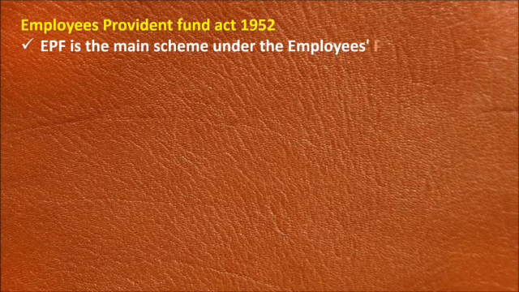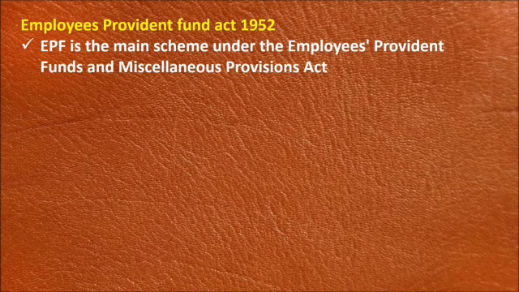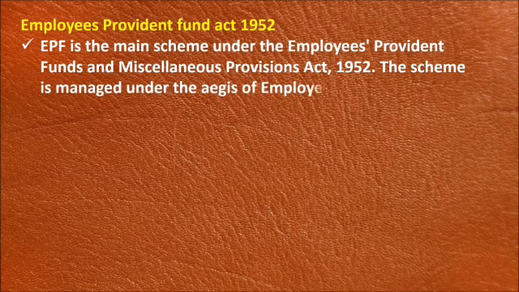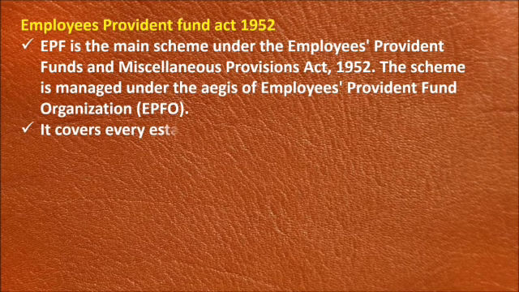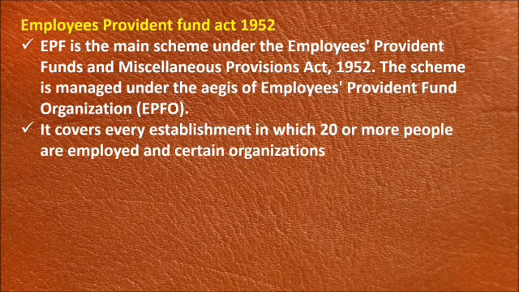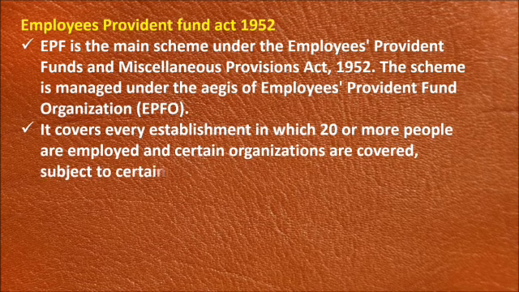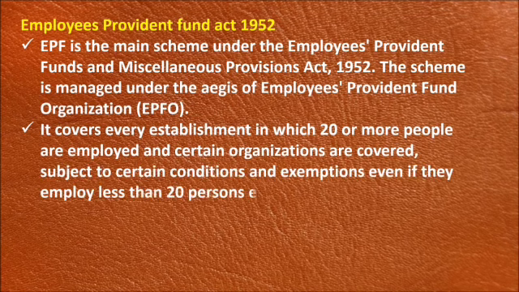EPF is the main scheme under the Employees Provident Fund and Miscellaneous Provisions Act 1952. The scheme is managed under the Employees Provident Fund Organization. It covers every establishment in which 20 or more people are employed, and certain organizations are covered subject to certain conditions and exceptions, even if the employees are fewer than 20 persons each.